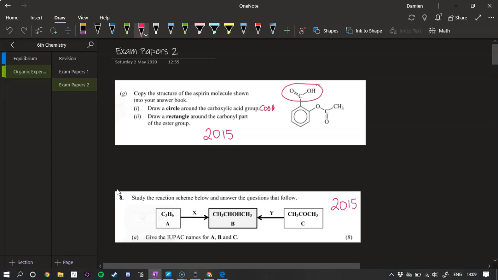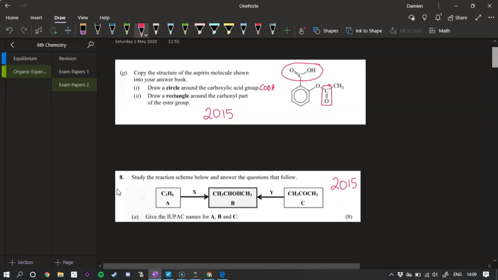A rectangle around the carbonyl part. So a carbonyl part is always C double bond O. So there is your carbonyl group. So a fairly easy one in question 4G.